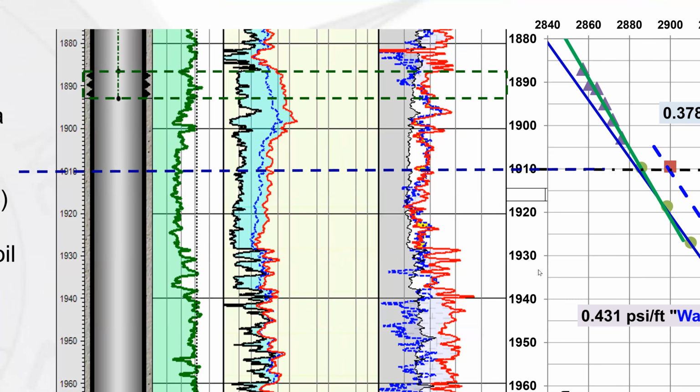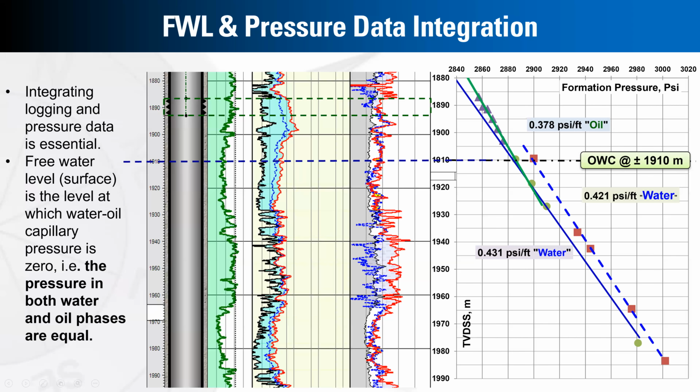So we have pressure points selected at these depths, as you can see in the green color, and we have a pressure gradient of 0.43 psi per foot, which is the water gradient. And for this part, we have 6 pressure points with gradient 0.37, which is the oil gradient, and the intersection is almost at this depth, so maybe right here, which is the level of initial oil water contact, or the free water level.